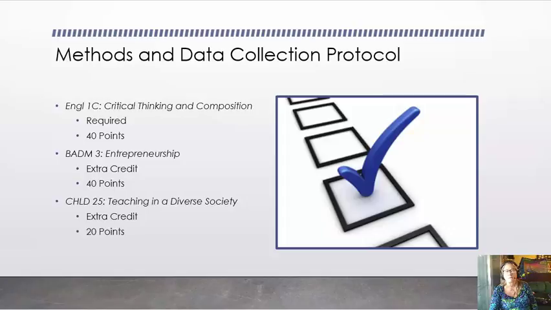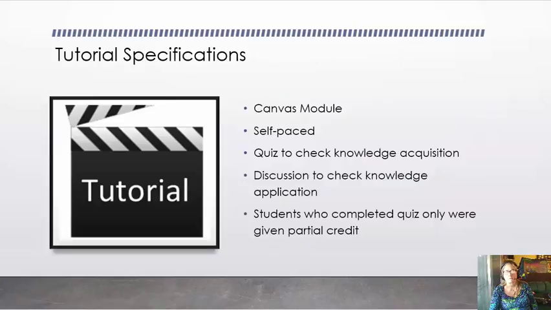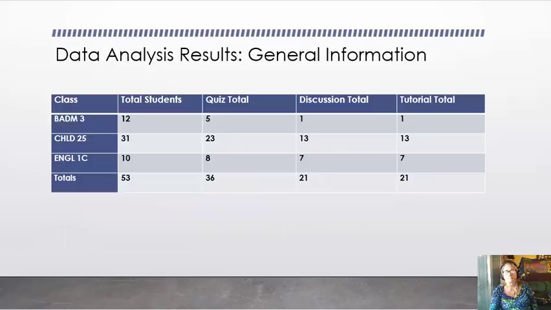English 1C, Critical Thinking and Composition, required, 40 points. Bottom 3, Entrepreneurship, extra credit, 40 points. Child 25, Teaching in a Diverse Society, extra credit, 20 points. Tutorial Specifications: a Canvas module, which is self-paced, a quiz to check knowledge acquisition, and a discussion to check knowledge application. Students who completed the quiz only were given partial credit.